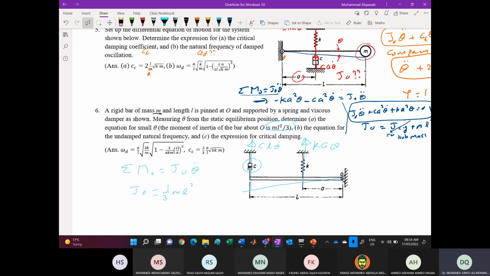Rayleigh method is used for either discrete mass systems or distributed mass parameter systems, which are flexible. This is pivoted, so you neglect the relative deflection that occurs in the bar. This is rigid. Yeah, this is not Rayleigh method. No.